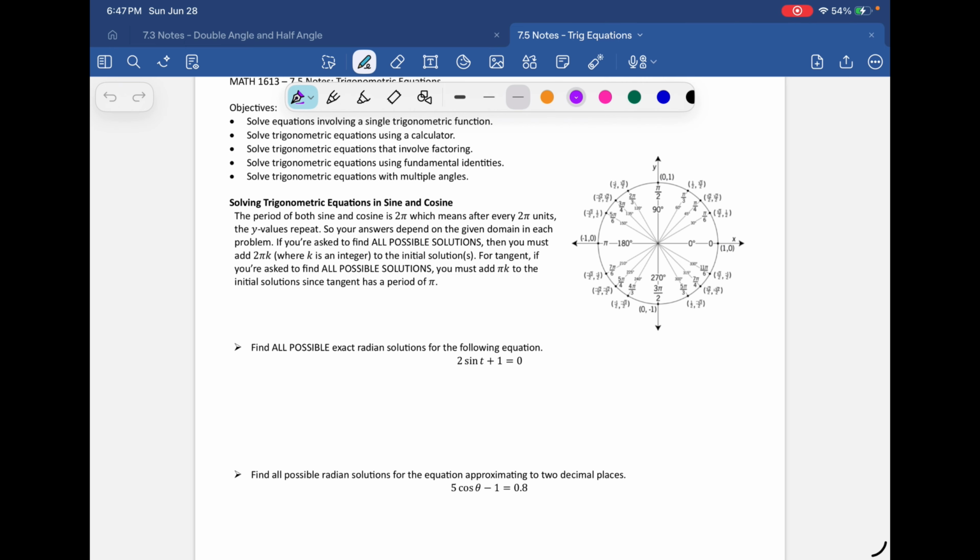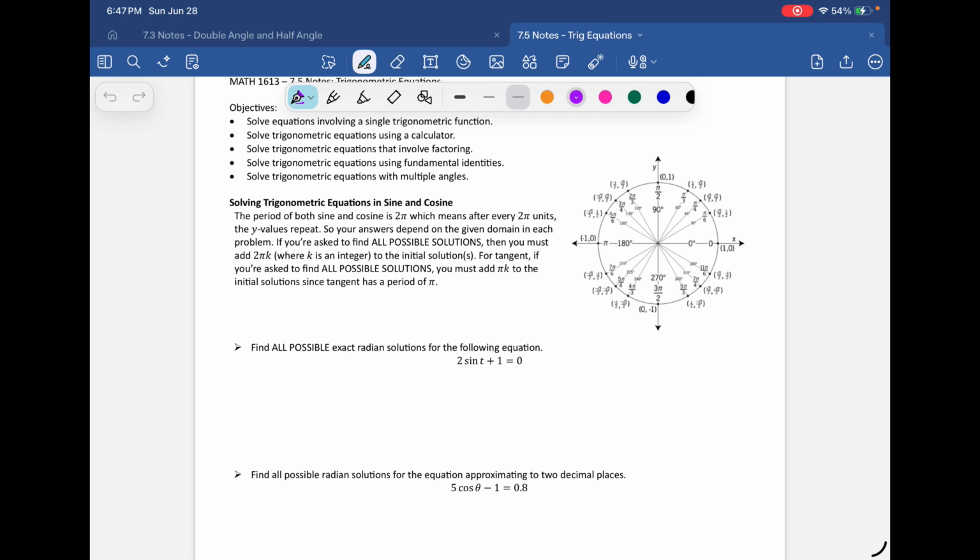So the issue with solving trig functions is that these functions are periodic, which means the answers repeat over and over and over again for all time. So you have to really pay attention to the domain. What does it want your answers to be between?